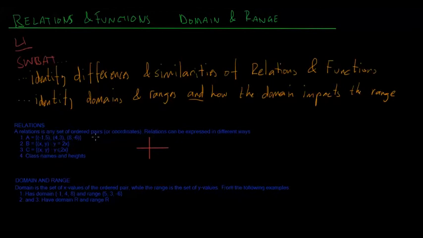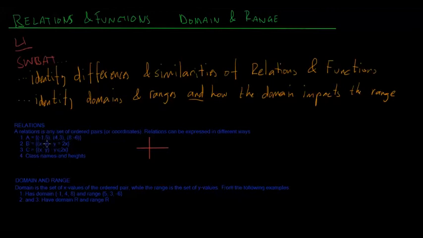A relation is any set of ordered pairs or coordinates, and relations can be expressed in different ways, and you've seen these all through maths. Today we're just giving them a name. So relation A, this guy's a relation. We've got some ordered pairs, x and y coordinates sitting in here. We can express it in a different way though.